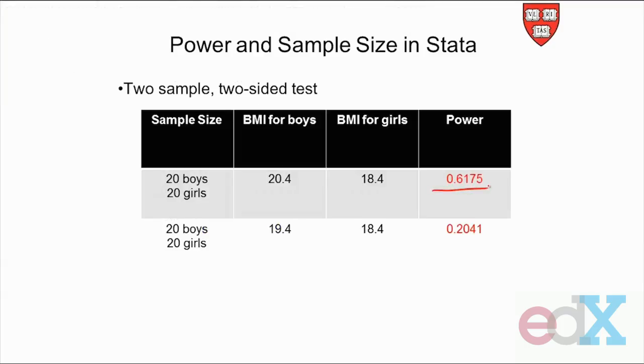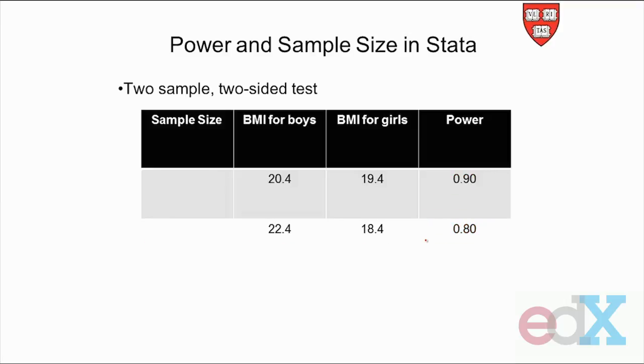Now you should double check for yourself when we compute the power with a sample size of 20 boys and 20 girls, and a BMI for boys of 19.4 and a BMI of 18.4 for girls, you should confirm that we get a very low power of 0.2041.